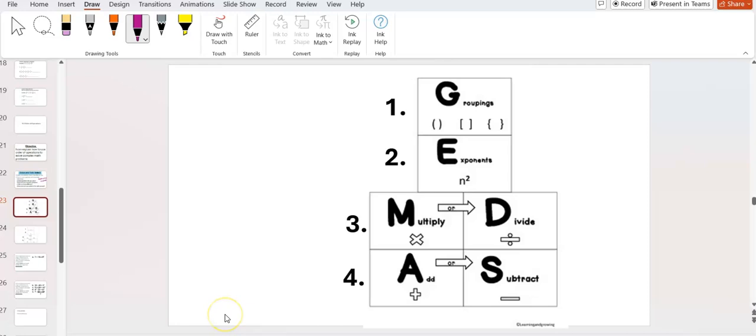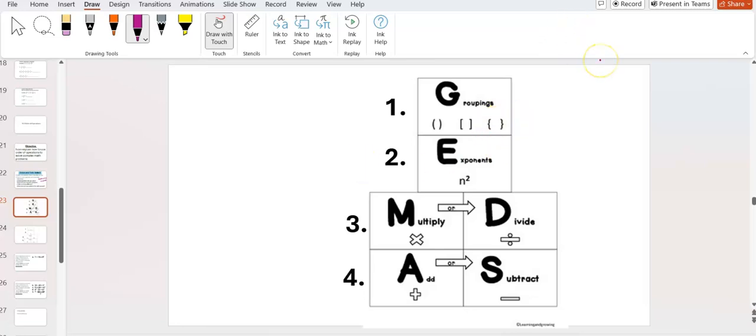Now, when you were in elementary school, you may have learned about PEMDAS. PEMDAS is what we were taught a long time ago, meaning P for parentheses, because that's usually the most common grouping symbol that we see. However, I like to use GEMDAS, or G for grouping symbols, because it's not always just parentheses. You can see here that we also have these things called brackets and braces.